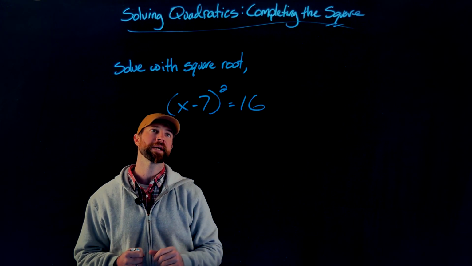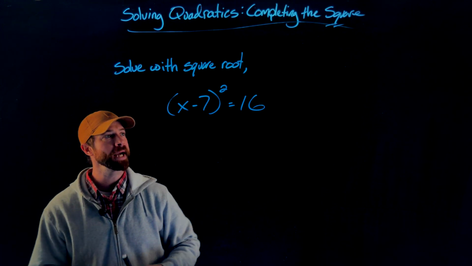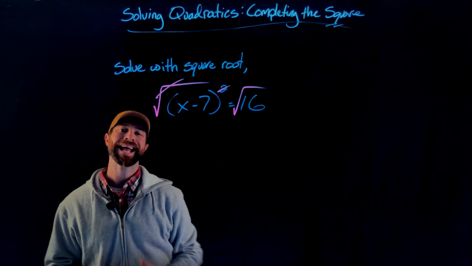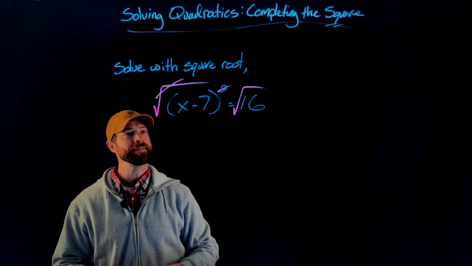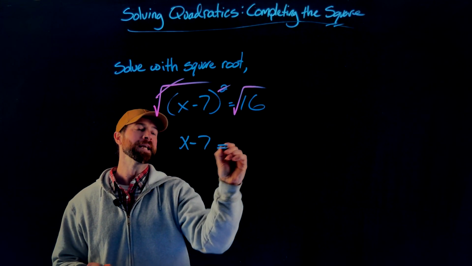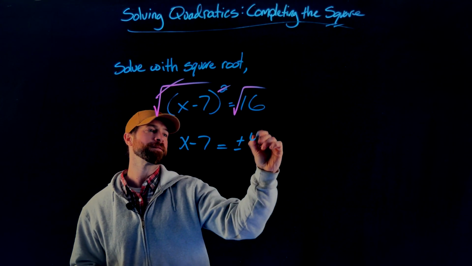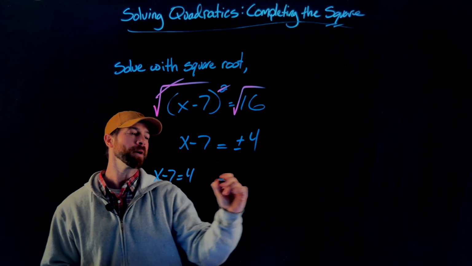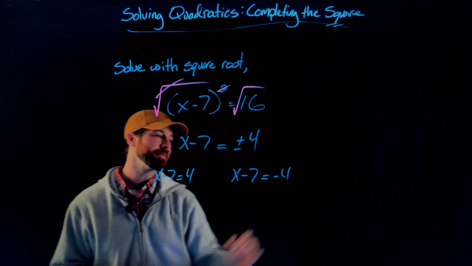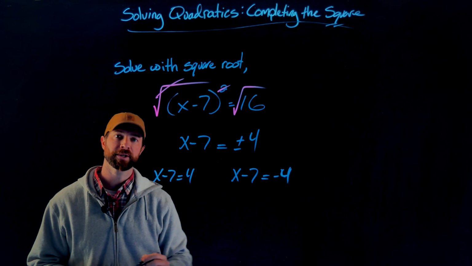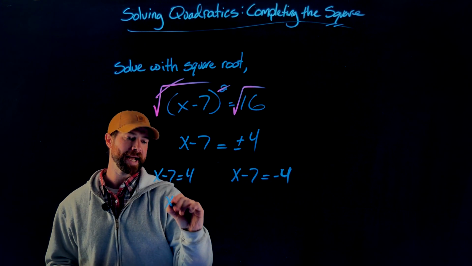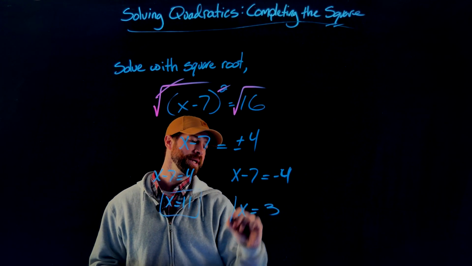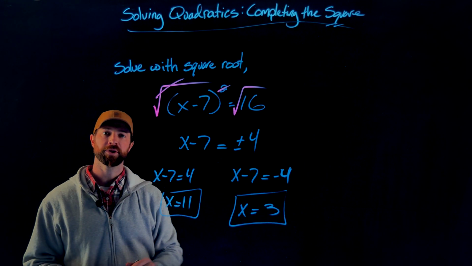In this quadratic equation right here, I can solve with the square root. If I apply the square root to both sides of the equation, I'm doing so because the square root will cancel this square right here, leaving me with x minus 7 equals, importantly, plus or minus 4. This gives me two different equations. This is now x minus 7 equals 4 and x minus 7 equals negative 4. I can solve both of these equations to get my two solutions, x equals 11 and x equals 3 are my two solutions for that original equation.